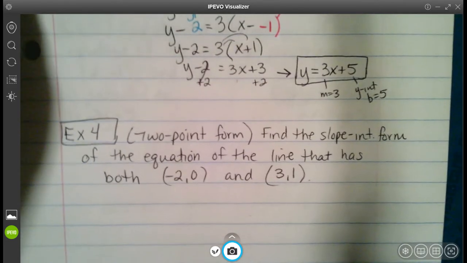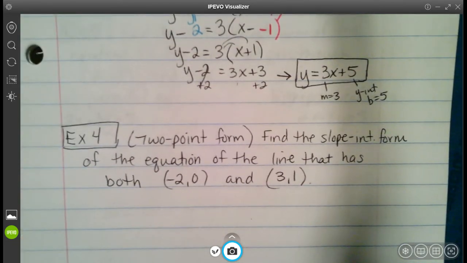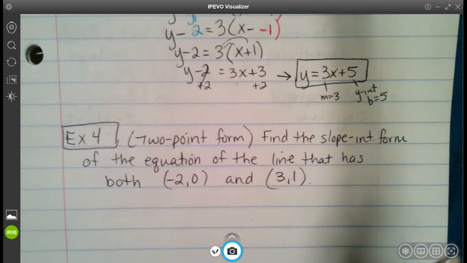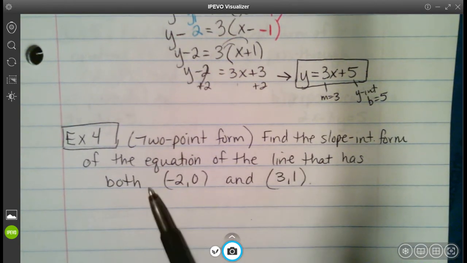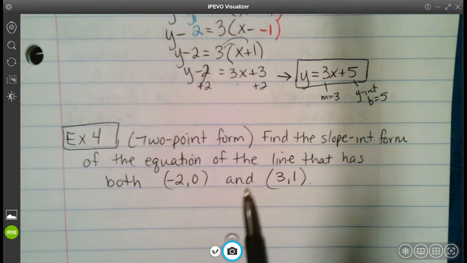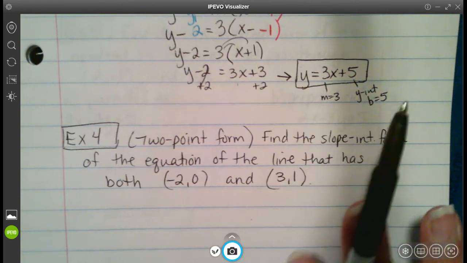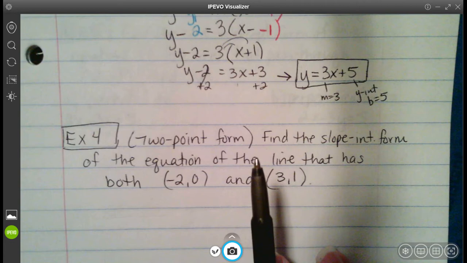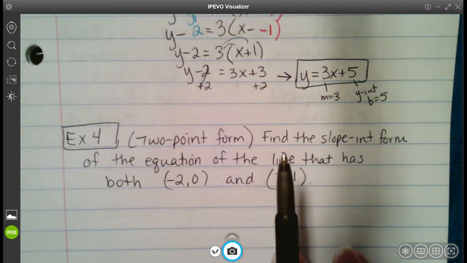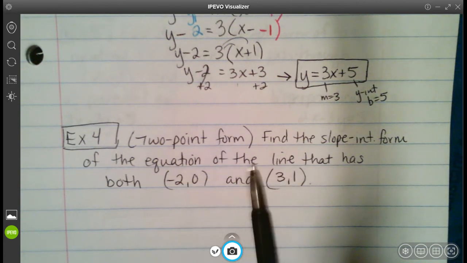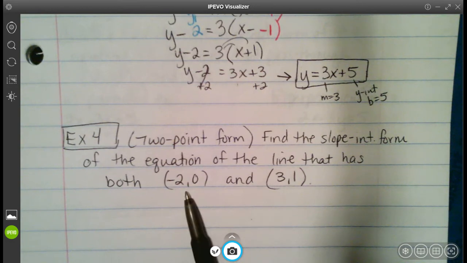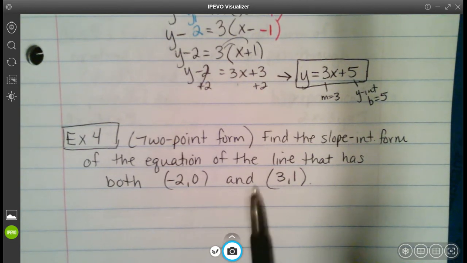This is sometimes called the 2-point form. And here's how it works. It says find the slope-intercept form of the equation of the line that has both (-2, 0) and (3, 1). So if you notice, we don't have a slope. And yet we're supposed to use that formula somehow, the point-slope form. But we do have 2 points. And we know from a previous example that we can find the slope using 2 points.